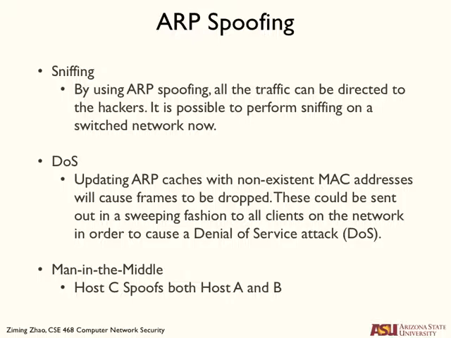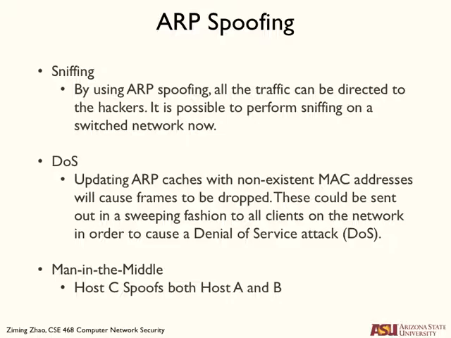But by changing this, host C can redirect all the traffic from host A to host B to host C. Another kind of attack we can do is a denial of service attack. If host C updates the other hosts' ARP caches with a non-existing MAC address, this means when host A tries to send out a frame, the destination MAC address of that frame does not really exist in this network. So when the switch receives the frame, the switch will just drop it. Every packet sent out by host A enters a black hole. So this will be a denial of service attack on host A.